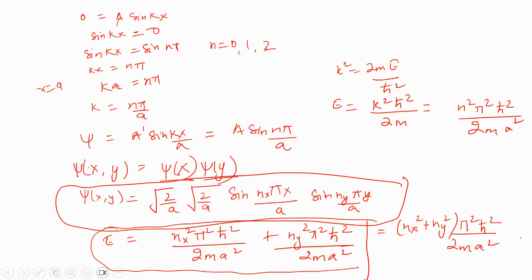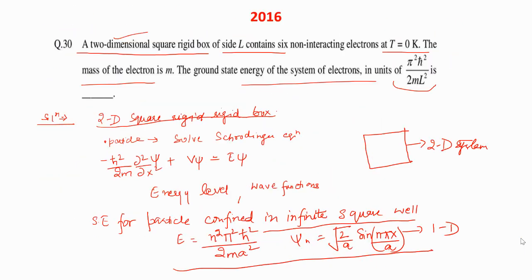No problem till now. Now we will go back again and read the question, what is asked in the question. So in the question, we are asked to find out the ground state energy of the system of electrons in this unit. Okay. So just now we have found out the energy formula. It is nx square plus ny square, pi square h cross square upon 2m a square. So in this case, a is L, so L square. Now you should find out the ground state energy of 6 non-interacting electrons. So it's very easy.